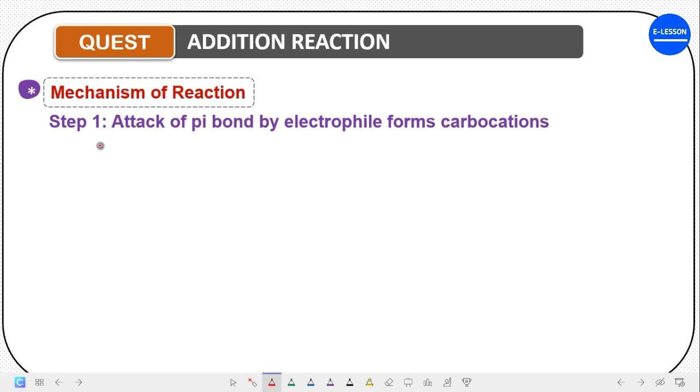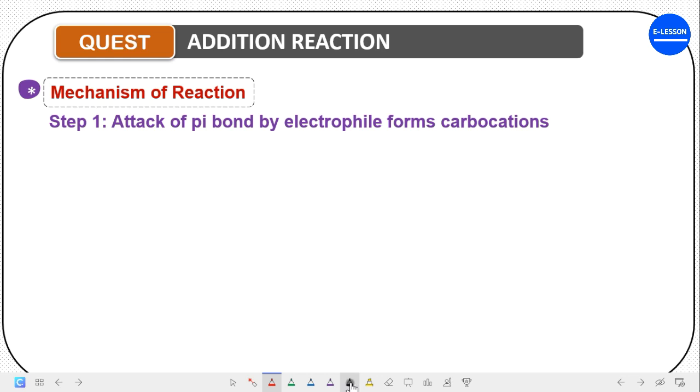Hello guys, in this lecture we are going to look at the addition reaction. Now what is the addition reaction all about? Before now, we know we have three classical organic reactions, and then we have a fourth kind of organic reaction that is not among the classical organic reactions.